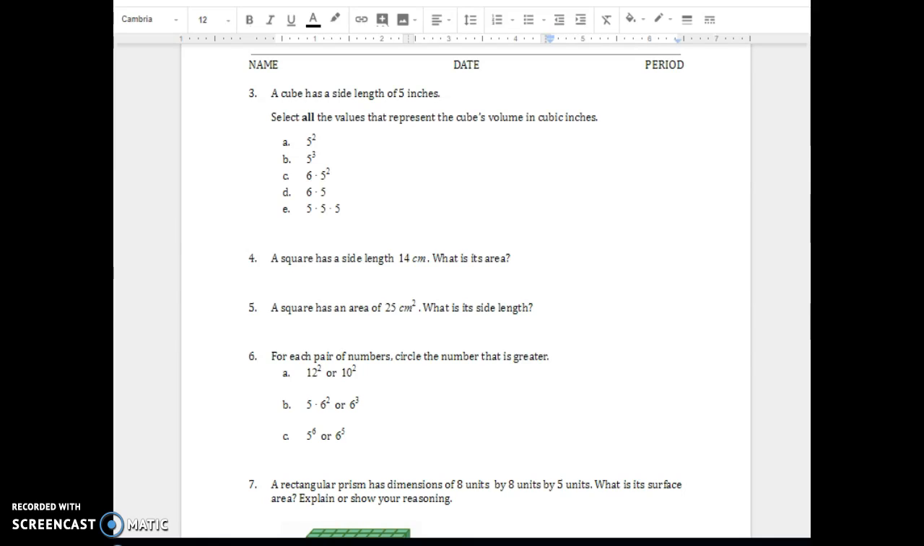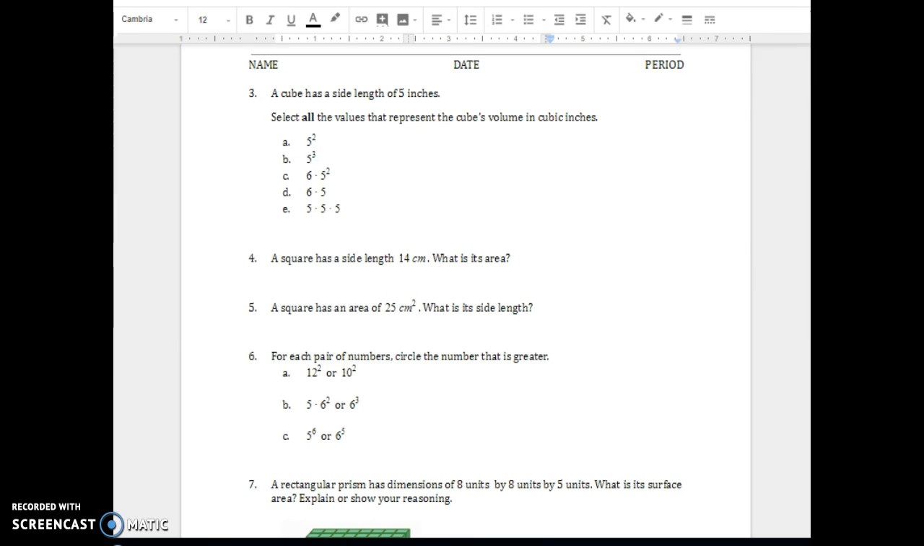Question 3. A cube has a side length of 5 inches. Select all of the values that represent the cube's volume in cubic inches. A, 5 raised to the second power. B, 5 raised to the third power. C, 6 times 5 raised to the second power. D, 6 times 5. E, 5 times 5 times 5.